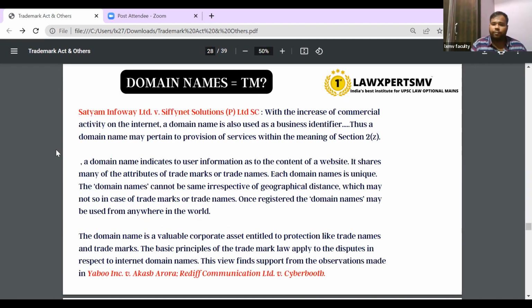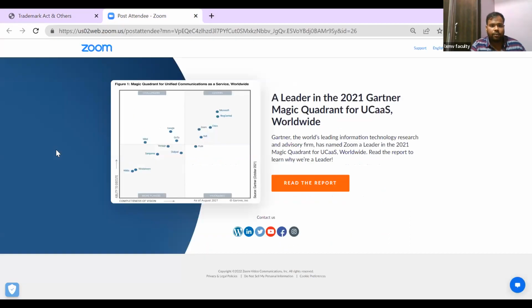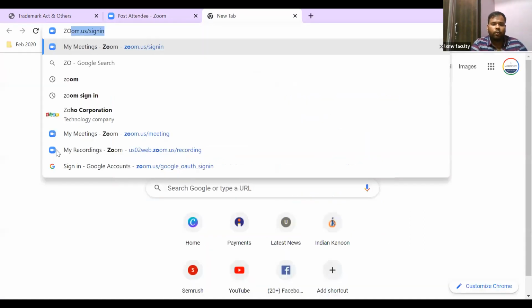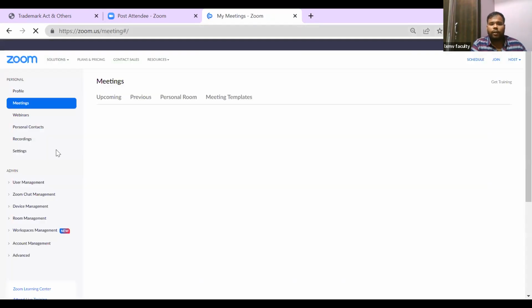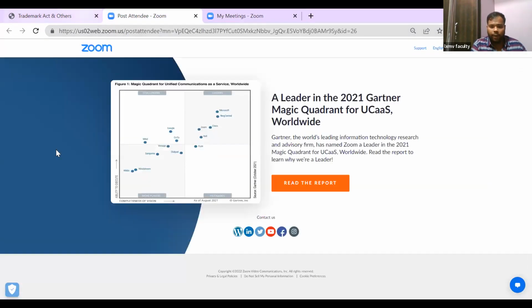Yes. So with this, we'll complete the core important areas of the trademark. Right now, we'll have some discussion on various thematic topics, like whether domain names can fall within the trademark or not. In this particular case, Satyam Info versus CiFiNet Solutions, the court was saying that even a domain name is nothing but the word itself. Like in this particular case, the word Zoom. Just give me a minute. So this is a domain name. The word Zoom, as in meeting and all, is a domain name only.